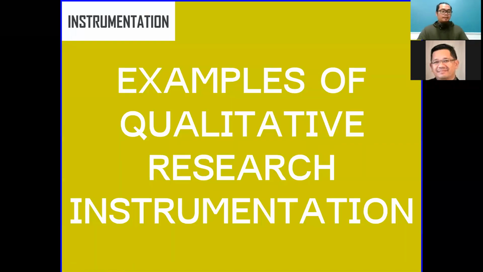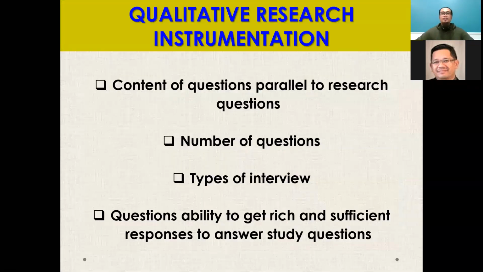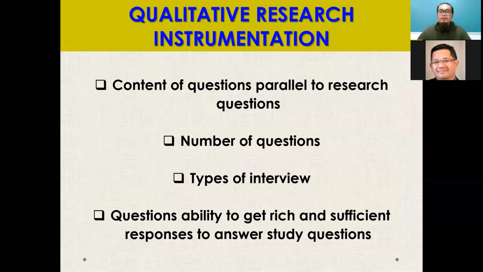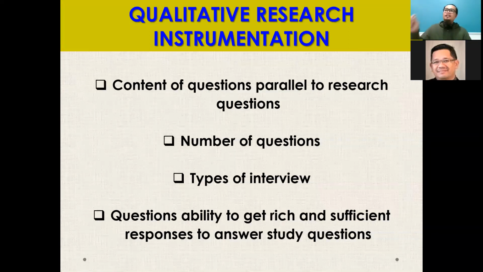Okay, now the second part: a discussion on examples of qualitative research instrumentation. Qualitative research instrumentation is the most important. Number one, the content of the questionnaire should be parallel to the research question. To come up with the interview questions, please make sure all the content is aligned with the research question. You should check that each interview question aligns with a specific research question.